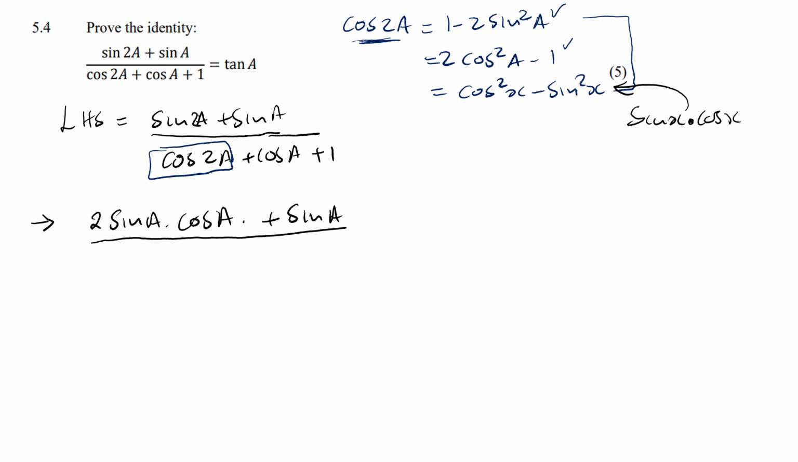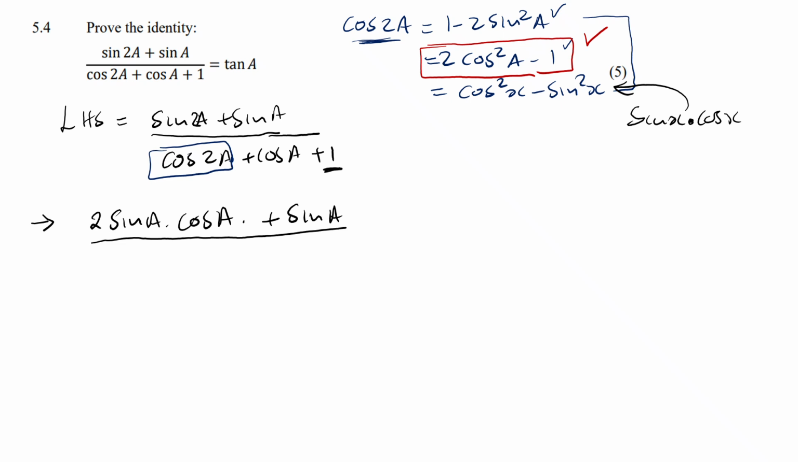Another thing: when you have 1 or -1, you choose the identity that will get rid of that 1 or -1. In this case, we have +1, so we need to choose the identity that will get rid of that one. Which one? The one that has -1. So this is the correct identity to use. Let me say this again: when you have 1 or -1, choose the identity that will get rid of that one.